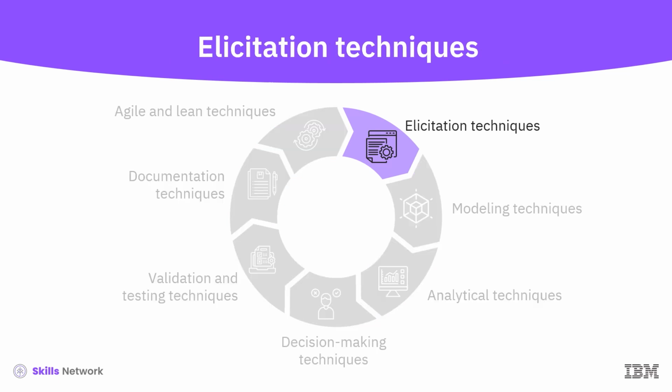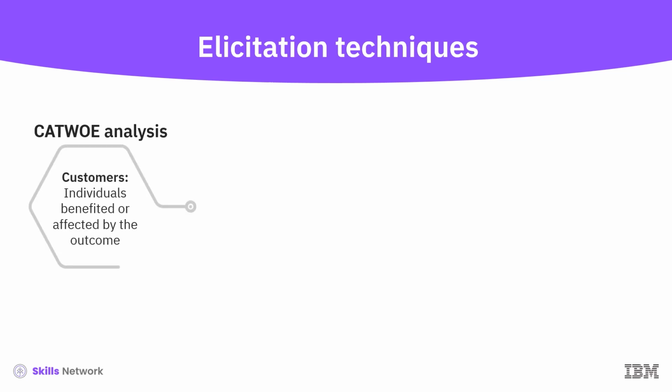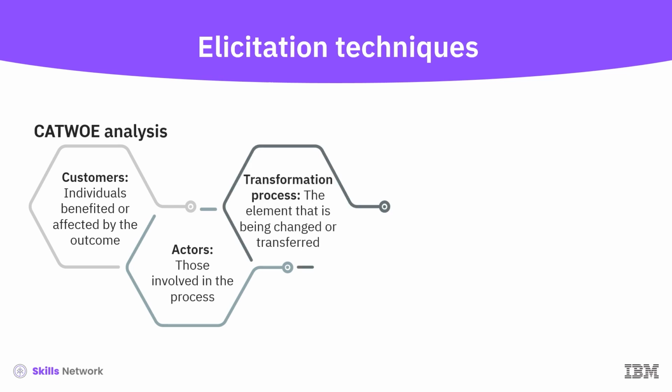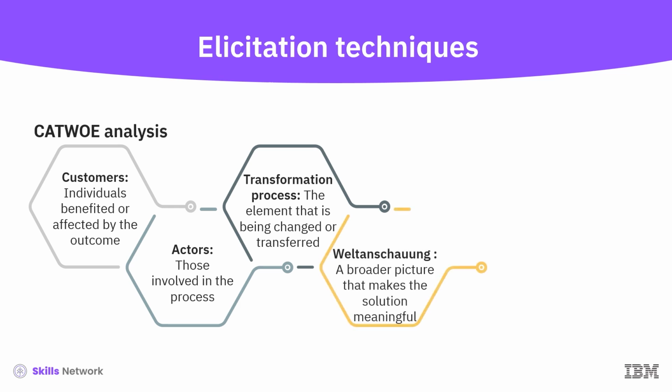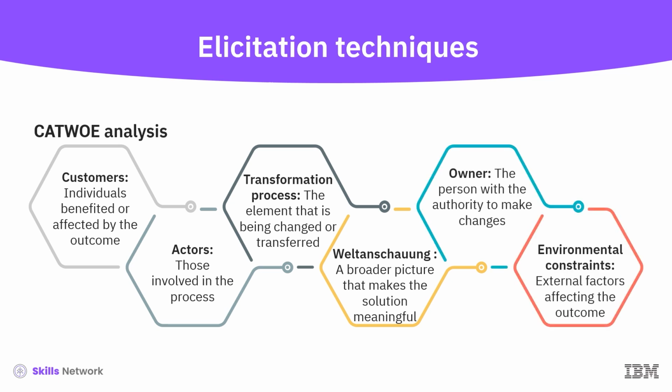The techniques during the elicitation phase are used to gather detailed requirements and understand stakeholders' perspectives. The first technique is CATWOE, representing customers, actors, transformation process, Weltanschauung, or worldview, owner, and environmental constraints. Customers benefit or are impacted by the outcome. Actors are involved in the process. The transformation process explains what's being changed. Weltanschauung provides the big picture perspective, making the solution meaningful. The owner has the authority to implement changes, and environmental constraints refer to external factors influencing the outcome.